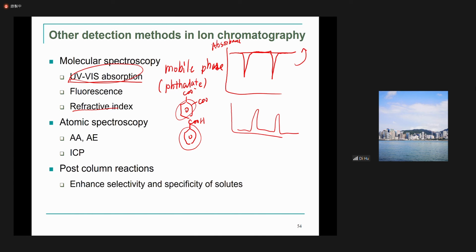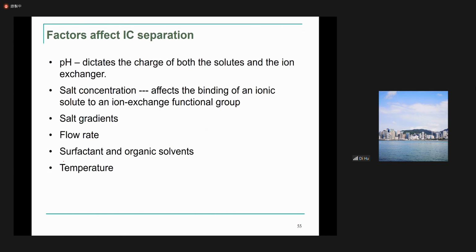You can also connect ion chromatography to ICP-MS. That's a good technique, because you can not only use ion chromatography to separate different oxidation states of the same element, for example ferric and ferrous ion, iron 2+ and iron 3+, but also use ICP-MS to quantify the isotopes of the metal. This is pretty good. So that's a detection technique.